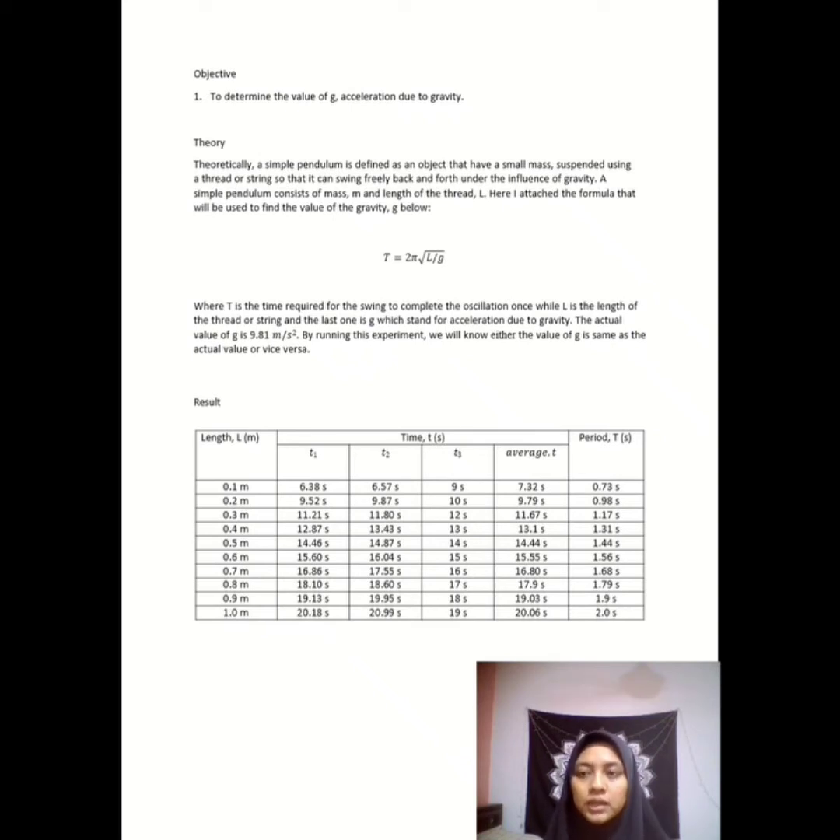Apart from that, we also have the period. We calculate the period by dividing the average of time by 10. Why do we divide by 10? Because period is for only one oscillation. Since we ran this experiment for 10 oscillations, that is why we divide by 10 to get the period for one oscillation only. So that's it for my part. We will continue with my friend.